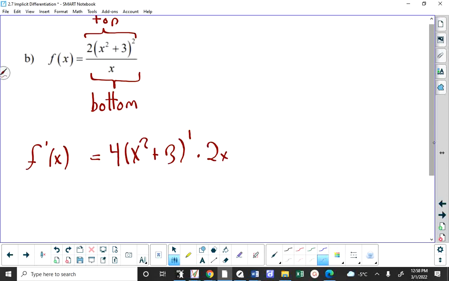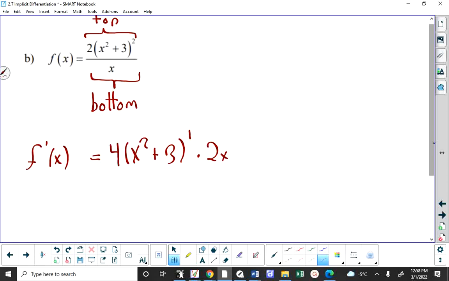I'm just looking at the top only. I've wrapped the exponent of 2 around the base of x squared plus 3. I've kept the base the same and dropped 1 from the exponent. So that number in front is 4 because the old coefficient times the exponent I wrapped around is 4. Then I multiply by the derivative of what's inside. So Marcel, are you fine with that step?